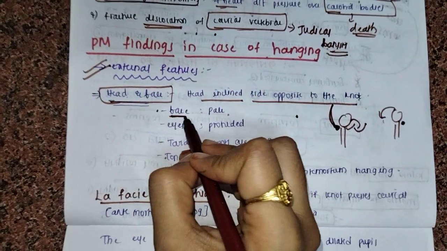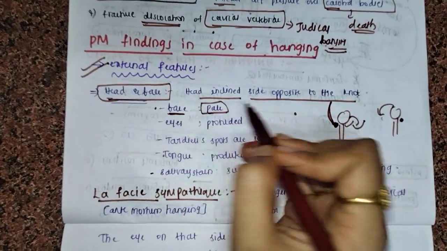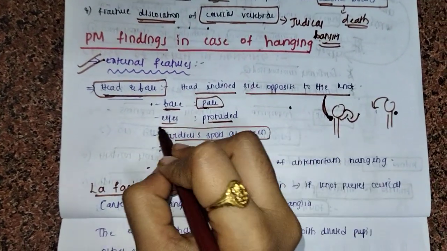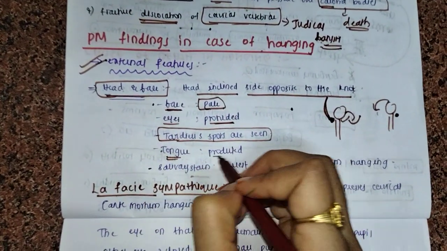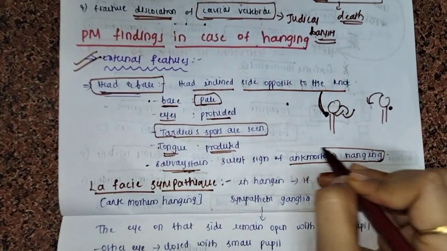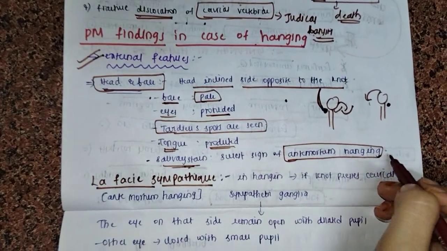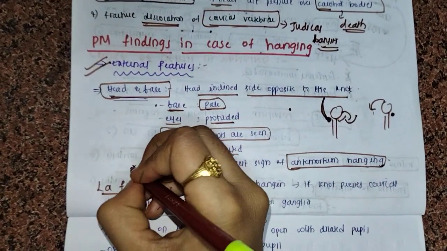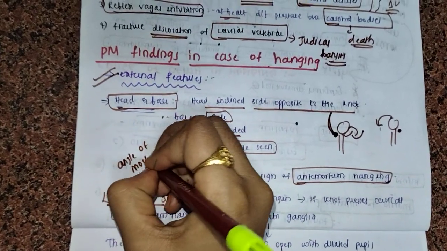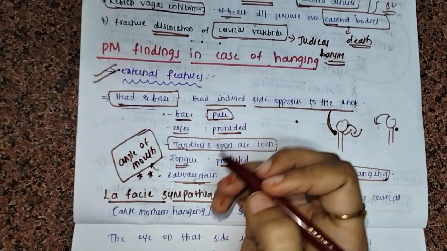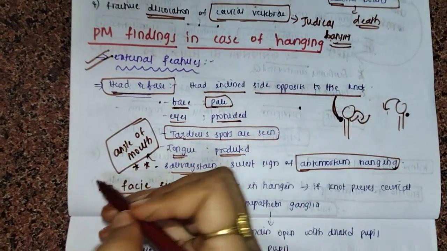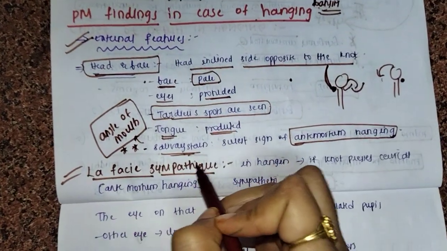Now face, because of the congestion and asphyxia, the face will become pale and the eyes will get protruded. Tardieu spots are seen here, and the tongue is also protruded. Salivary stain is the surest sign of ante-mortem hanging. So remember this: if you see dribbling of saliva from the angle of mouth, this is the surest sign of ante-mortem hanging. Remember this.